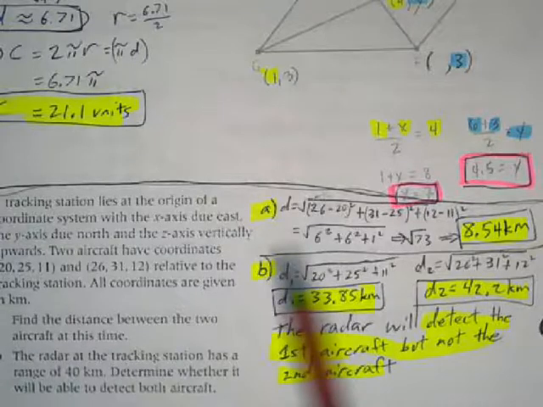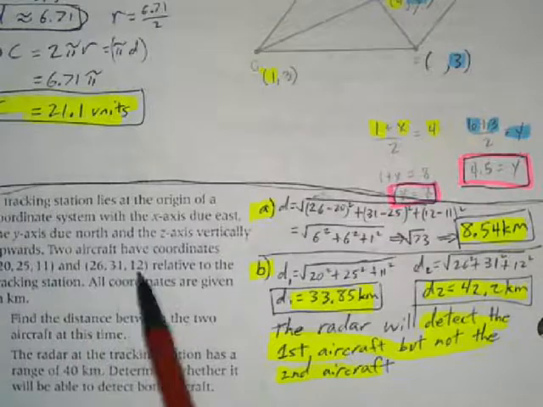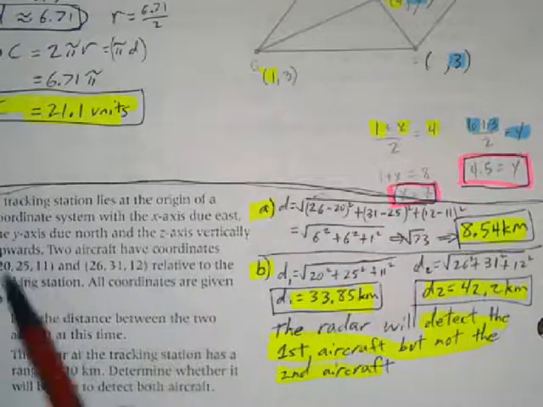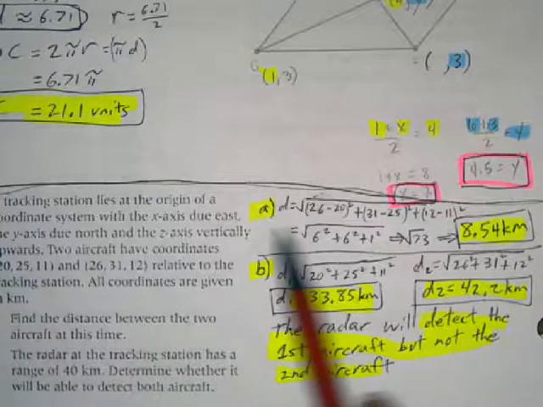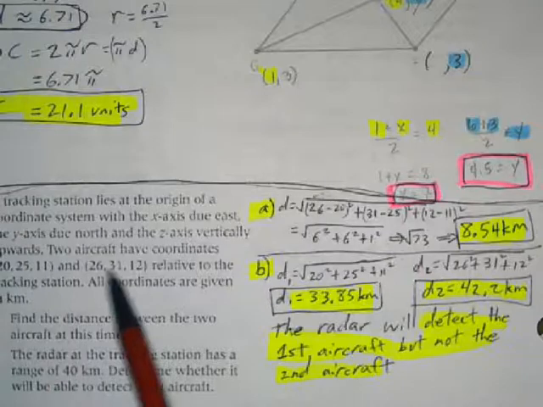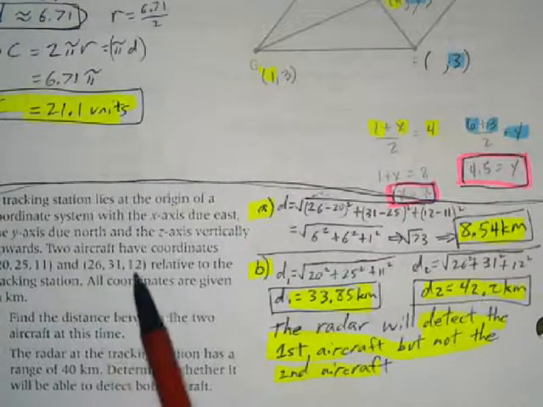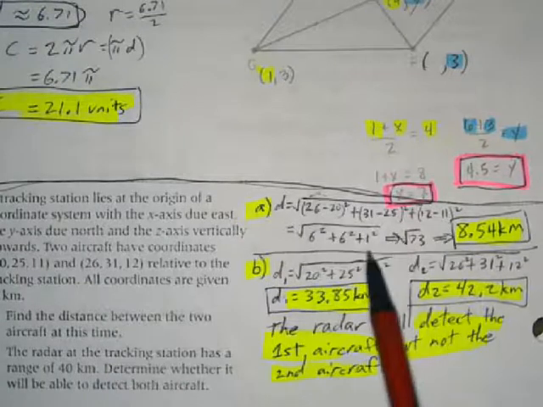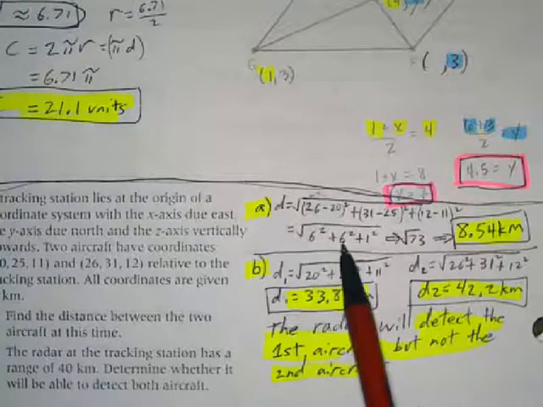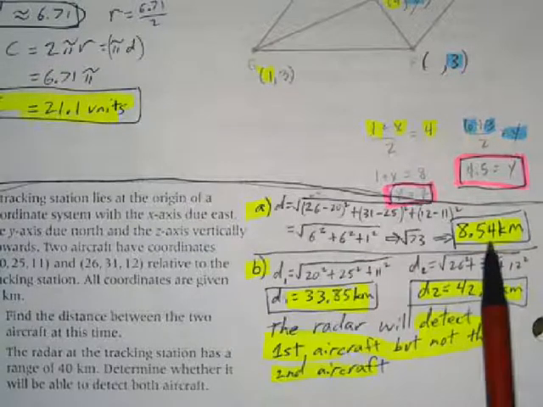So I'm going to take my x values, y values, and z values, subtract them from each other, and square them. So 26 minus 20 is going to give me 6. 31 minus 25 is going to give me 6. And 12 minus 11, that's going to give me 1. We square each of those. So 36 plus 36 plus 1 gives me 73. Square root of 73 is going to give me this.